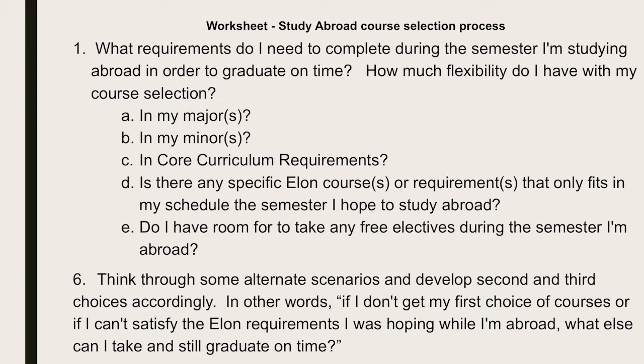And then I mentioned the alternate scenarios. You need to think through what would happen if you don't get your first course choice. And by that I mean not that, okay, I want to take Marketing 311A, and if that doesn't work out, I'm going to take Marketing 311B. That's not what we're talking about. It's, I'm going to work on literature when I'm abroad. What happens if I can't take a literature course for some reason? What happens if that doesn't work out? Can I fit literature in when I come back to Elon and take something else in its place while I'm abroad?